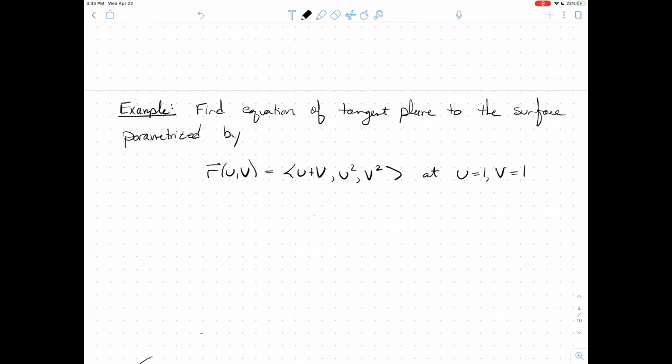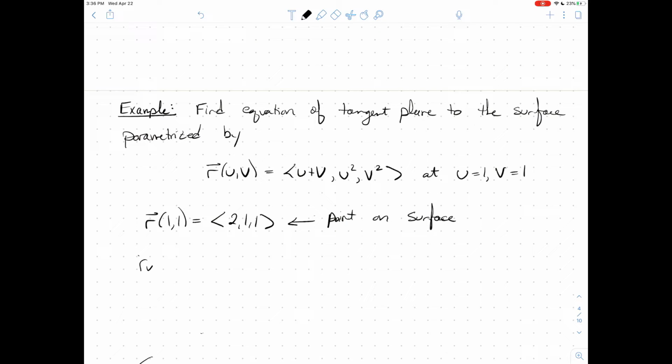and V is 1. So let's realize that R of 1, 1 is going to be the vector 2, 1, 1. That's our point. This is a point on the surface. The tip of this vector is a point on our surface.